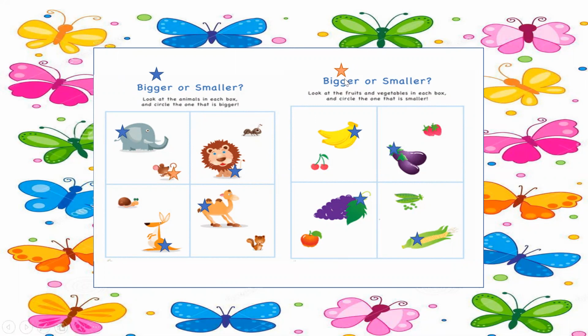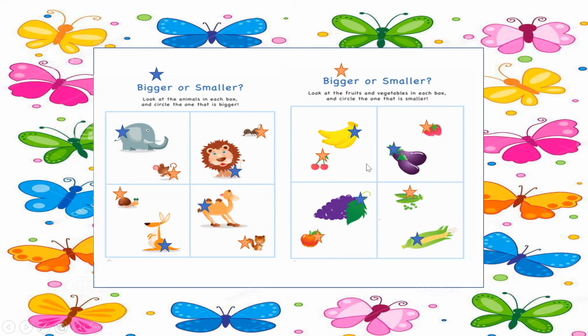Sorry, I put this star here, but we need to put this star on the small thing, okay? Here the mouse is small, the ant is small, and the snail is small, while here the camel is big and the cat is small. The cherries are small, while the bananas are big. Strawberries are small, apples are small, and peas are small.